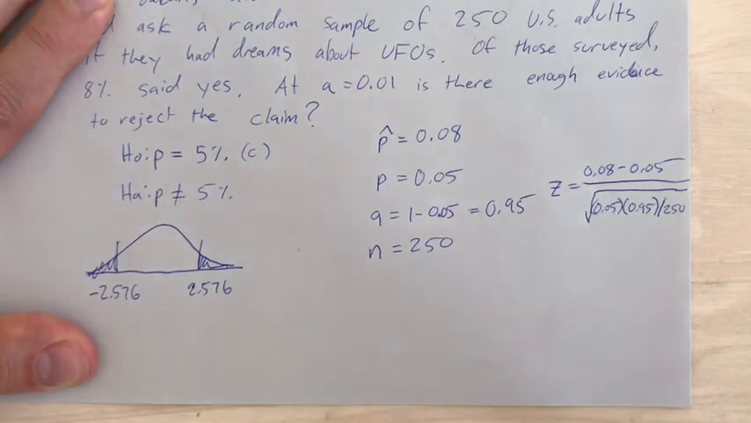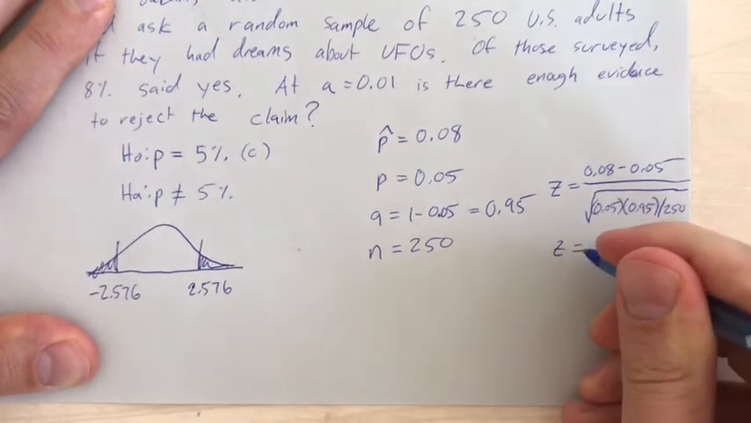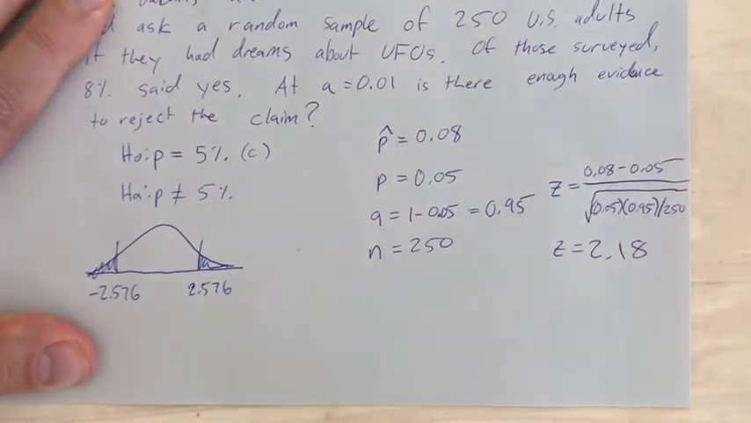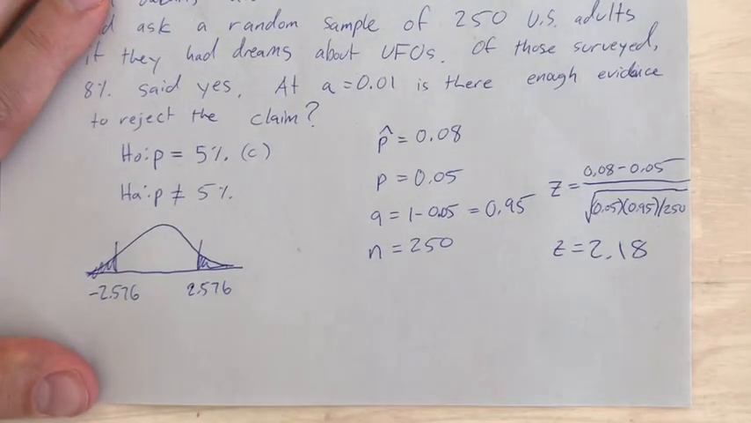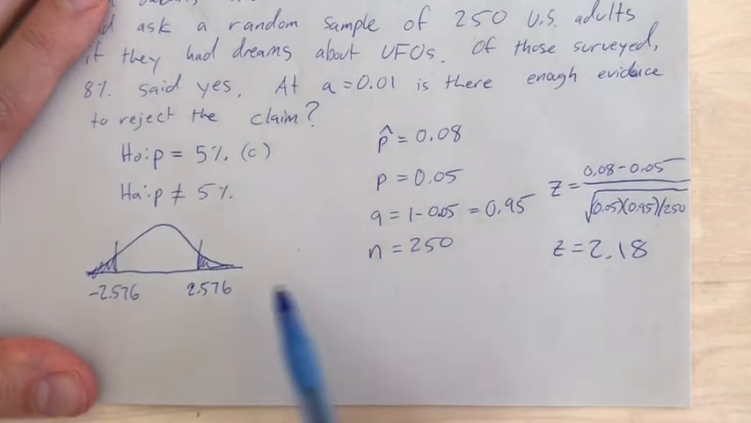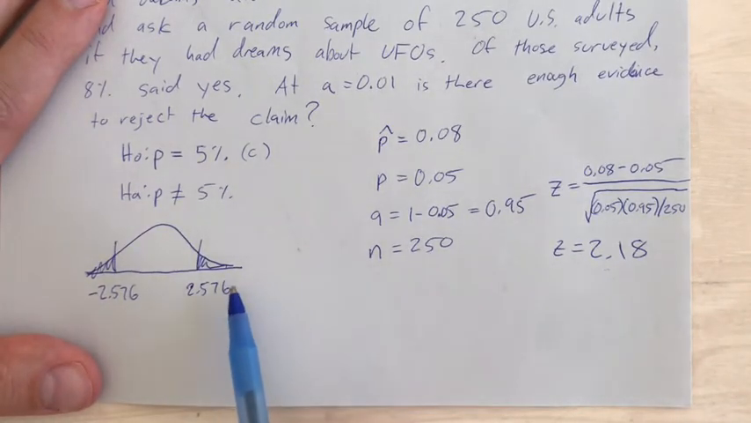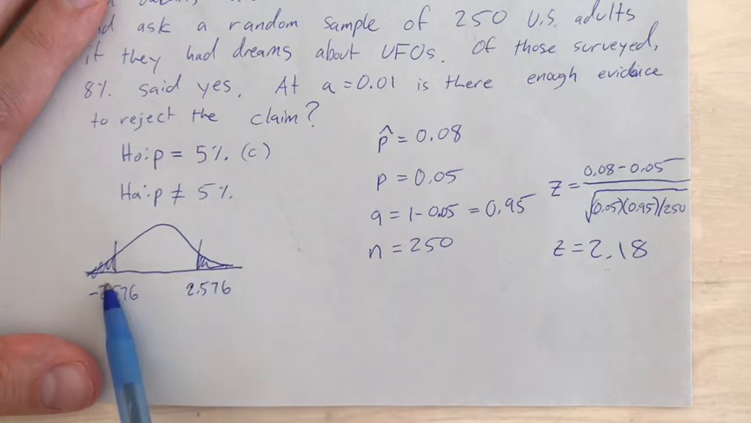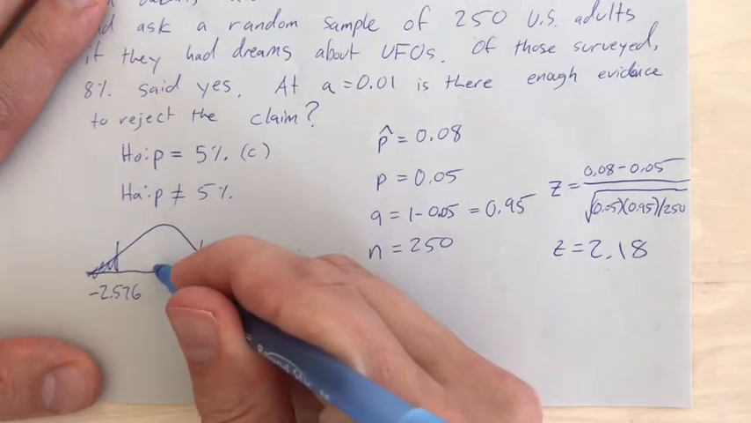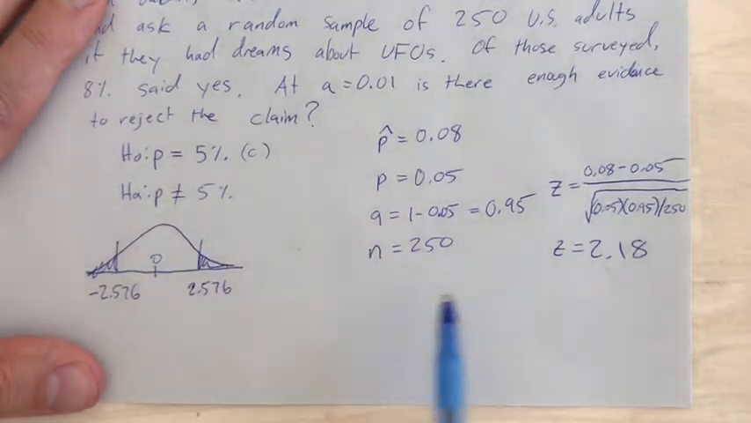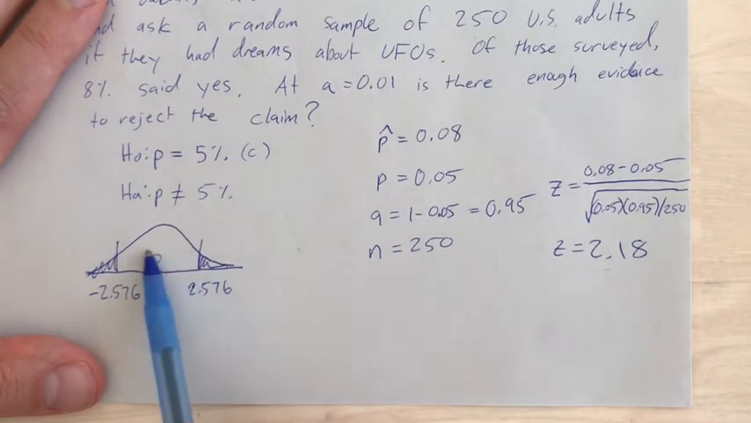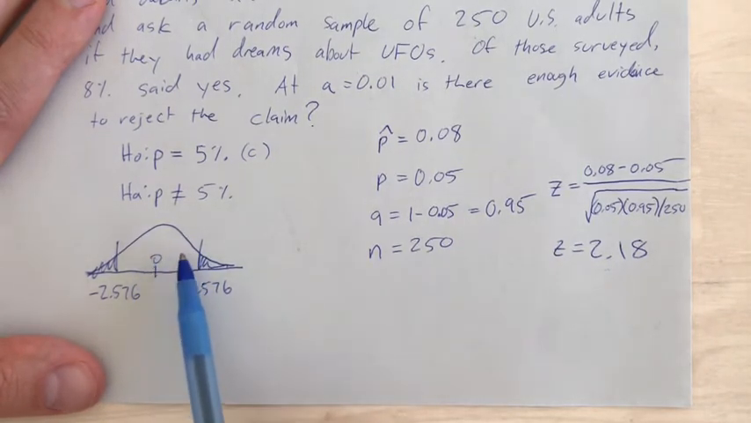So 2.18 is going to be our test statistic. And as always, we're going to compare our test statistic to our number line over here. So 2.18 technically puts us to the left of this, but obviously right of that. Again, think of 0 in the middle. So 2.18 would put us in the middle region here, so not in the shaded area.